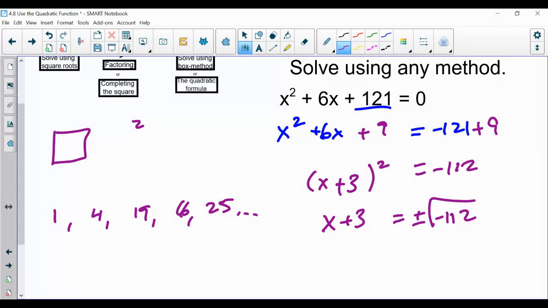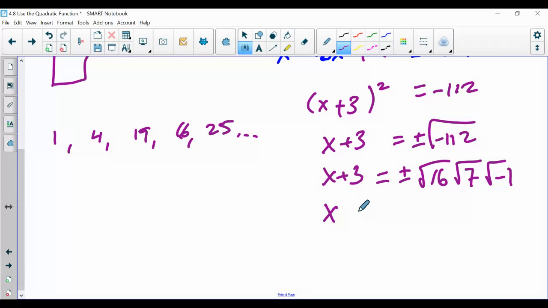I'm guessing one does. I'm just messing around with my calculator here, typing in 112 and then dividing by these numbers to see if any of them are factors. 112 is divisible by 16. So x plus 3 is equal to, still have the plus or minus, and 16 times 7 is 112, and 16 is one of these numbers. So you'd break it up as root 16, root 7, and then remember, because it's the square root of a negative, you would also have a square root of negative 1.